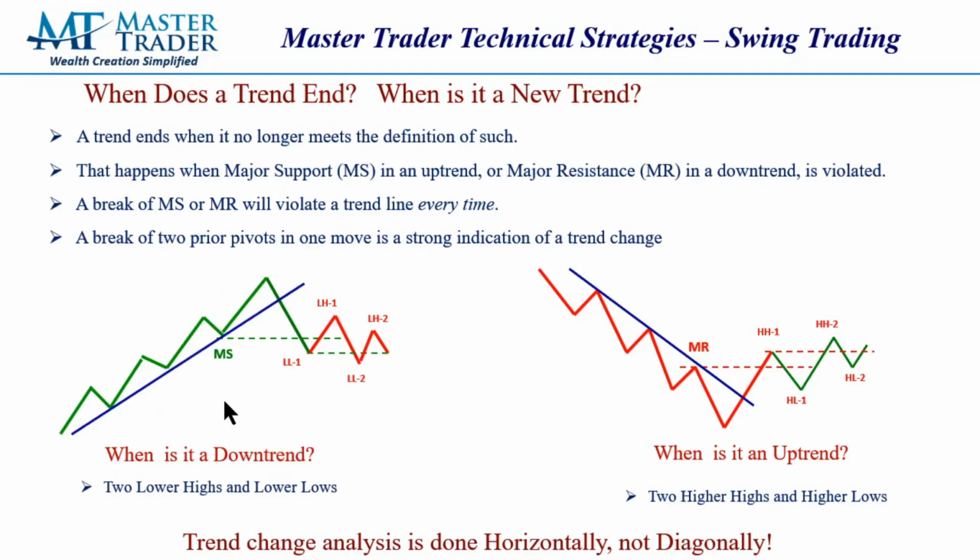So we touched on this in the prior slide, where we looked at the pivot highs and the pivot lows. So it's simple. The trend ends when it no longer meets the definition of such. And that happens when major support in an uptrend, which we've defined as the pivot low prior to a higher high, is violated, or a major resistance in a downtrend is violated. So a break of major support or major resistance is going to violate a trend line every time.